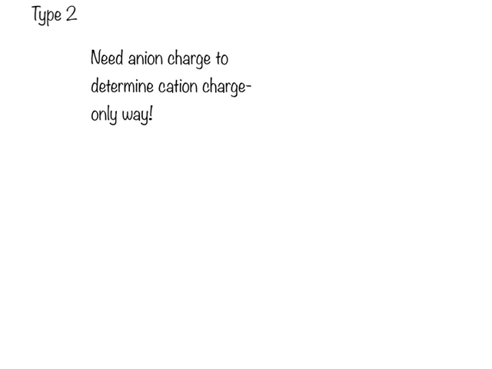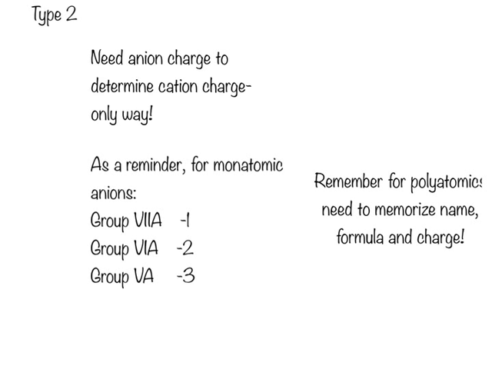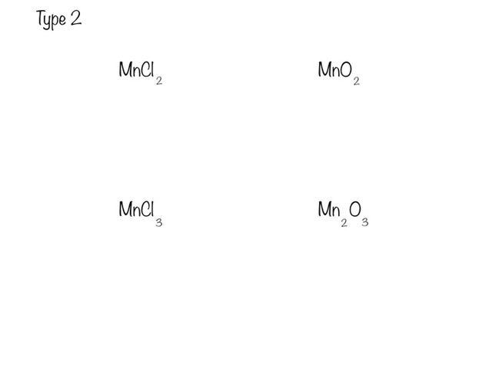Now, this means you cannot look at the periodic table and determine what that cation charge is going to be. You need the anion charge to determine the cation charge. It is the only way. So, as a reminder, for our monatomic anions, group 7A are -1, group 6A are -2, and group 5A are -3. And just to make sure we remember these guys, for the polyatomics, we need to memorize the name, the formula, and the charge.